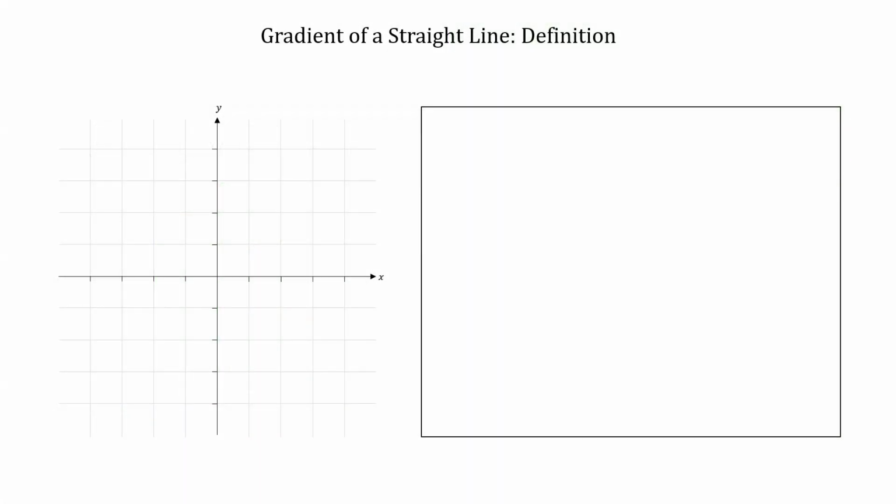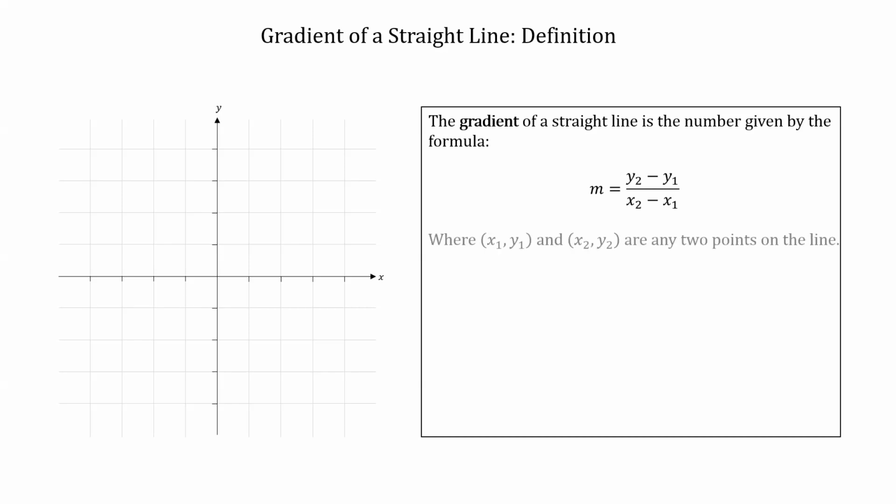In this video, we're going to look at the gradient of a straight line. We'll start by defining what we mean by the word gradient, and then we'll look at a few examples. So, the gradient of a straight line is the number given by the formula m equals y2 minus y1 over x2 minus x1, where (x1, y1) and (x2, y2) are any 2 points on the line.